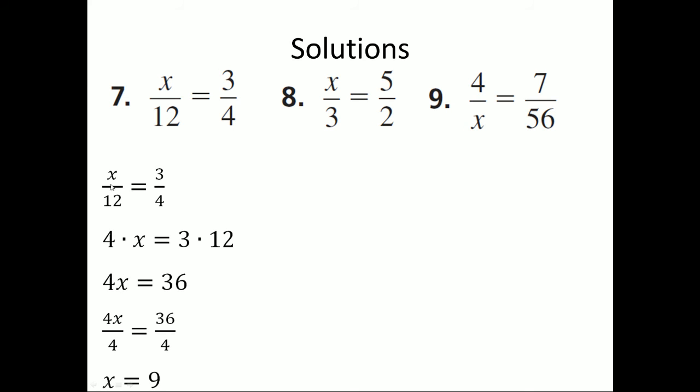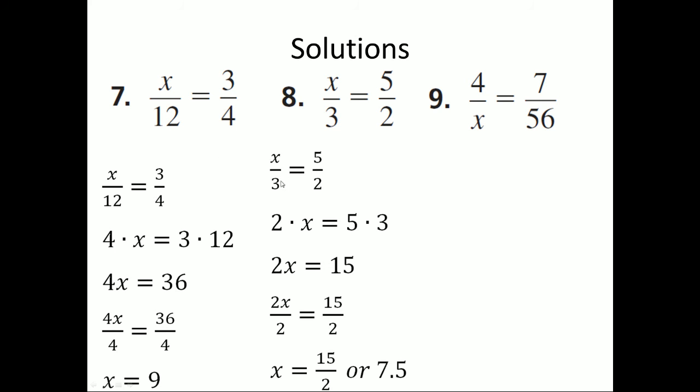First of all, I cross multiply, so it should be 4x. All right, 4 times x, and the next one 3 times 12. Good. Left hand side is 4x. Right hand side 3 times 12 is 36. I'm trying to get x alone, so divide 4 to both sides. 36 divided by 4 is 9. So the x value here is 9, because 9 divided by 12 should be equal to 3 over 4.